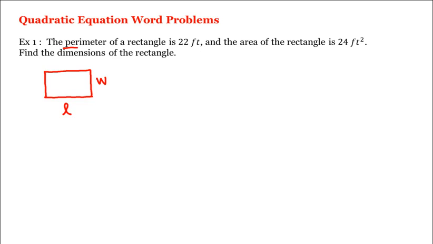We're given that the perimeter is 22 feet. And recall that the perimeter of a rectangle is 2 times L plus 2 times W. Therefore, this is equal to 22. And we're also told that the area is 24 square feet. And remember that the area of a rectangle is length times width. So this has to be equal to 24.